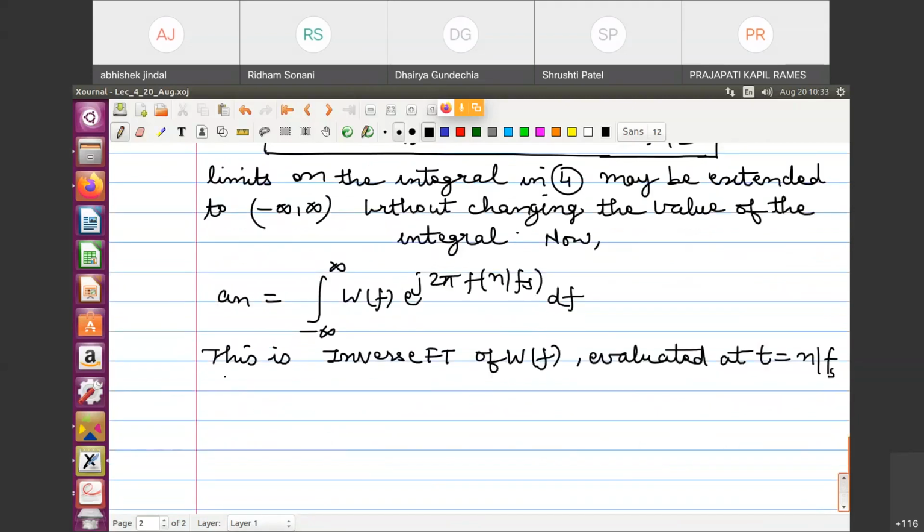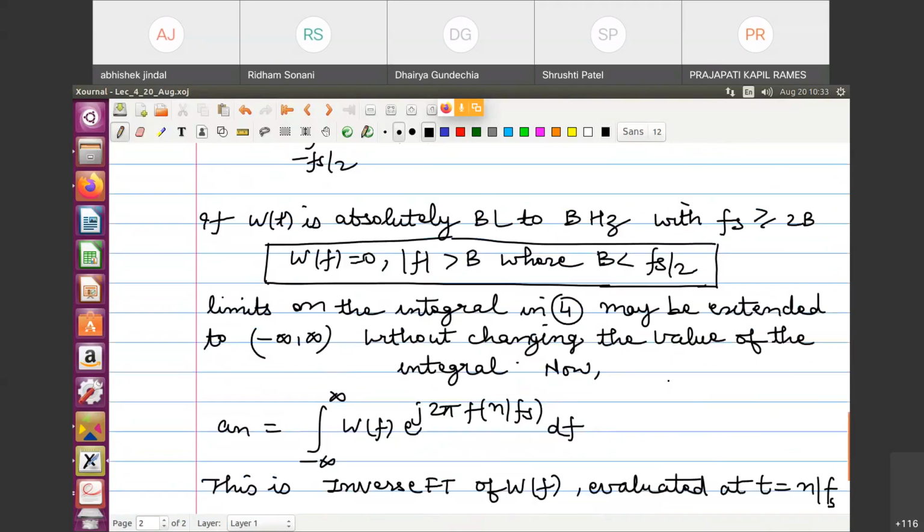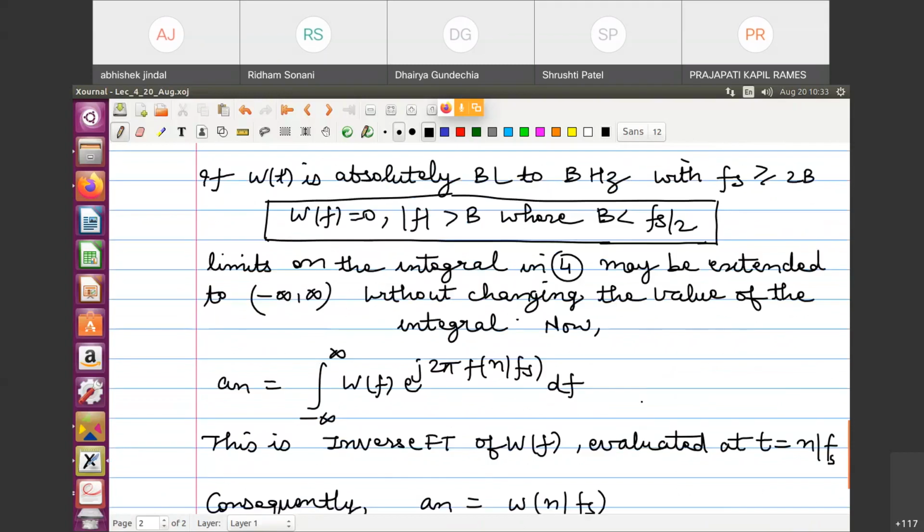So consequently, a of n is simply w of n by f. Okay. So this is the proof of that. It means you can derive the sampling theorem through this cardinal series as well. And this was the underlying principle of Claude Shannon's derivation. This is generally not given as the initial development of the sampling theorem.